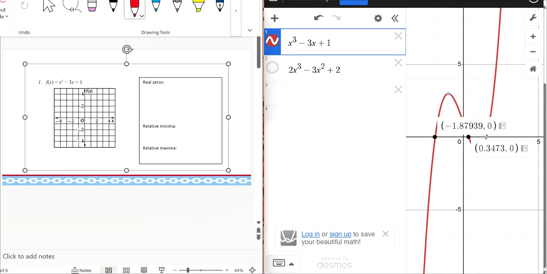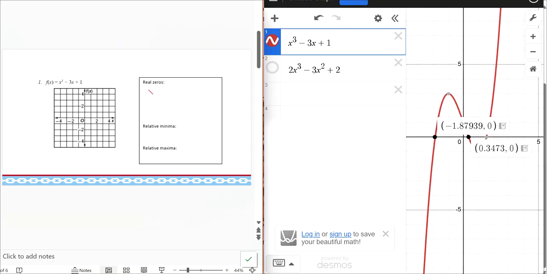So I have a 0 at x equals negative 1.879. And I can graph that right here. And then I have a 0 at x equals 0.347. I'll graph that right here. And then I have a third 0 at x equals 1.532. And I will graph that as well.